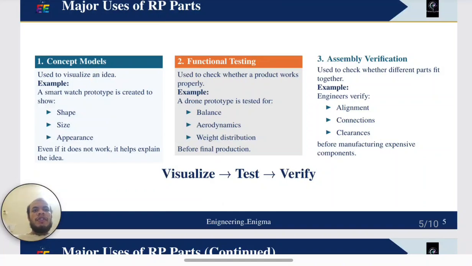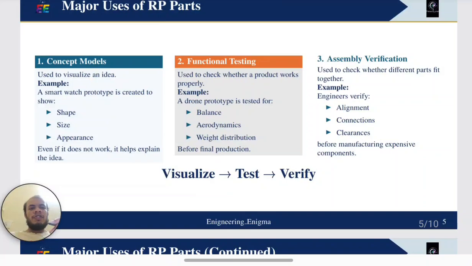So the major uses of RP parts, one is concept models. Sometimes engineers simply want to show an idea. The product does not need to work. It only needs to communicate the concept. For example, I got an idea in my mind. I can just come to your class and say, this is the thing I am going to do. It is completely conceptual. So this is the first type.